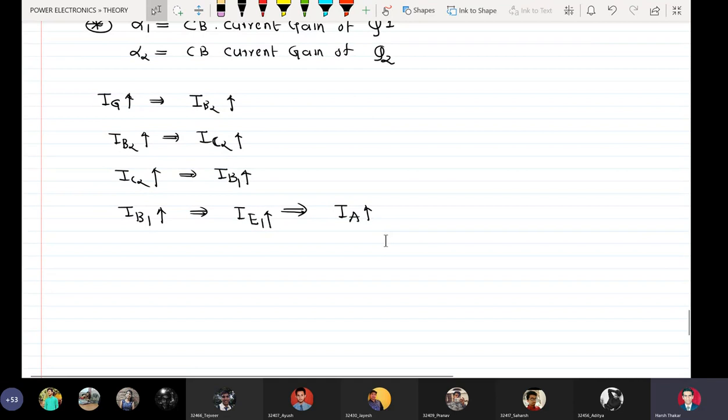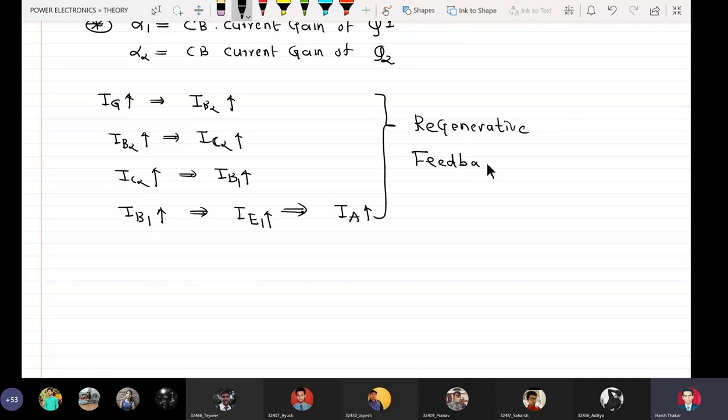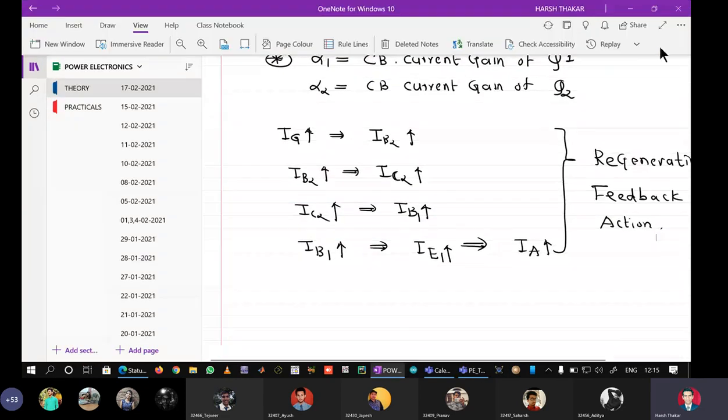So students, this concept which I have written here is called regenerative feedback. The SCR ultimately latches because of regenerative feedback action. Fine. Another interpretation is there. There are some more conclusions which we can derive. That will take next time.